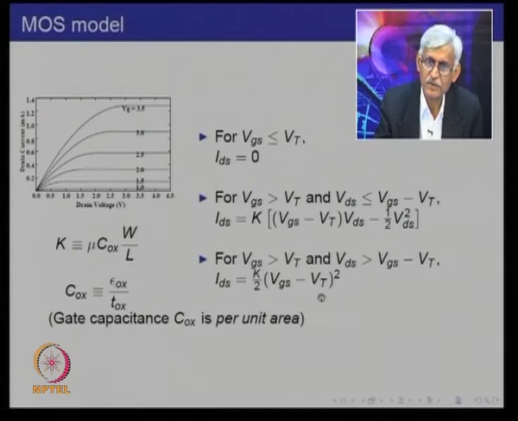However, whatever the regime, please notice that the current is this K factor multiplied by a term which is square in voltages. The details of this may be unimportant, because when we scale voltages, we scale all voltages. Because this has dimensions of V squared, if all voltages are scaled, then this term will scale as V squared.